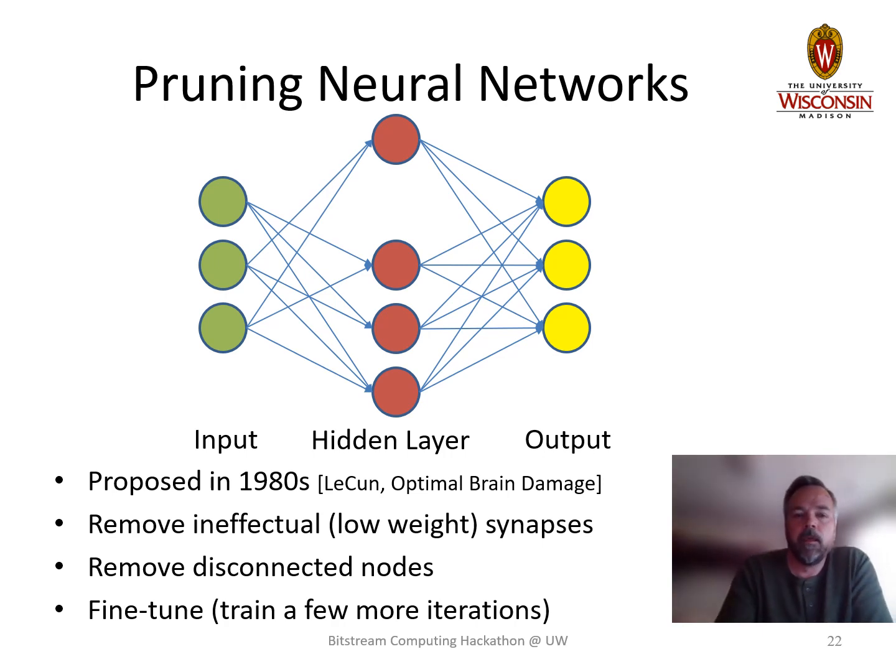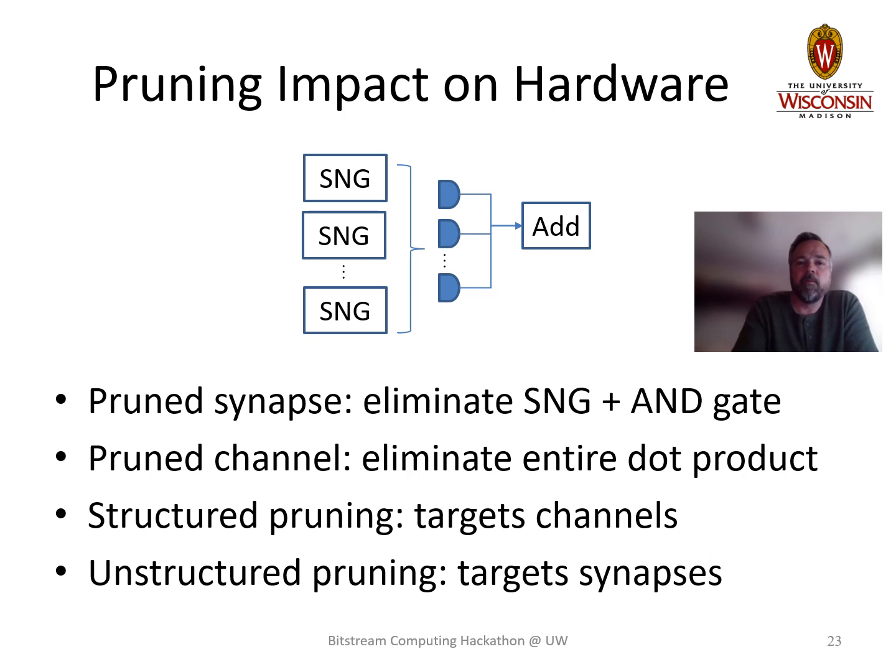And as you do this, that will have an impact on the hardware, because every time you eliminate a synapse, you're going to eliminate the stochastic number generator that's providing that weight value, and also the AND gate, and also the fan-in to the adder. So there'll be a ripple-through effect from eliminating that single synapse or weight.